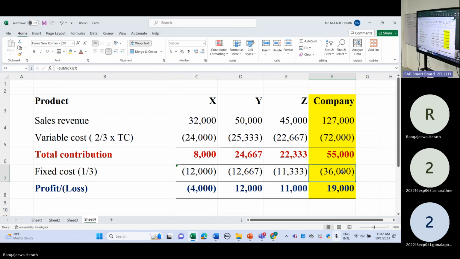If that is the case, then the decision should be taken that X should not be dropped. Why? It has a positive contribution of 8,000. Clear?